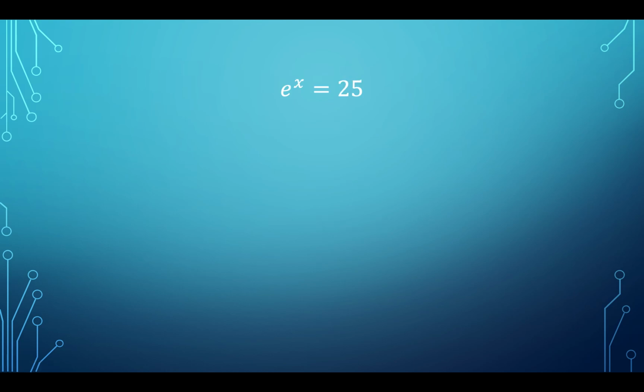So let's try this one. e to the x is equal to 25. So first thing, put it into log form. Log base e of 25 is equal to x. We have log base e, replace that with ln. So now we're left with ln of 25 is equal to x. Do ln of 25 in our calculator, and we get x is equal to 3.22.